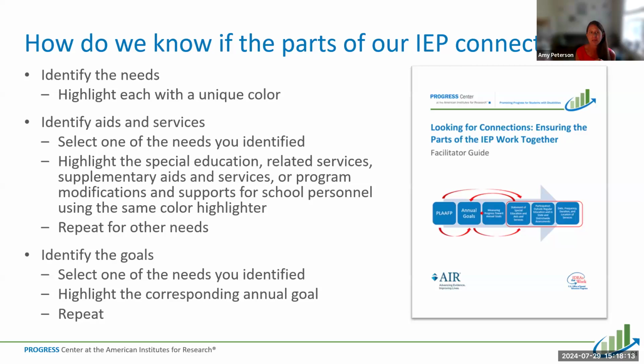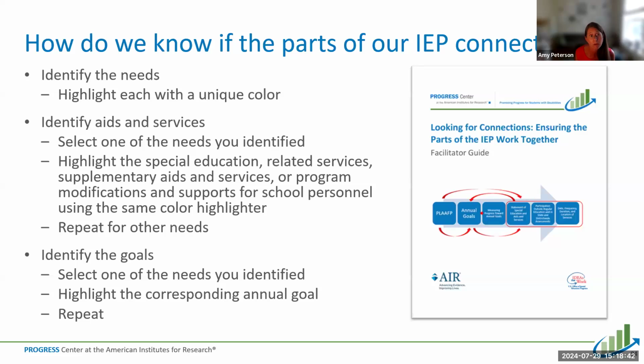But this is allowing you to look and highlight the identified needs in the present level statement. And then looking, okay, I've highlighted this specific need in green. I'm looking at the statement of services and aids. Can I find additional services and supports that are related to our need? And then I'm looking at my goals and can I see how those different goals connect to my needs? So just really trying to take a second to think through how those different pieces fit together.